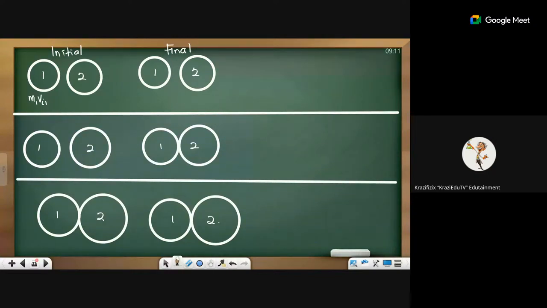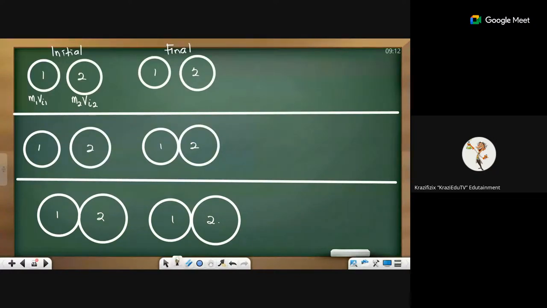Can somebody please type for me what will be the initial momentum of object two? I want to see if you are following. Oh, great. You guys are super. Kotato, it cannot be M1. It has to be M2. So this is M2 VI2. Great. Thank you.